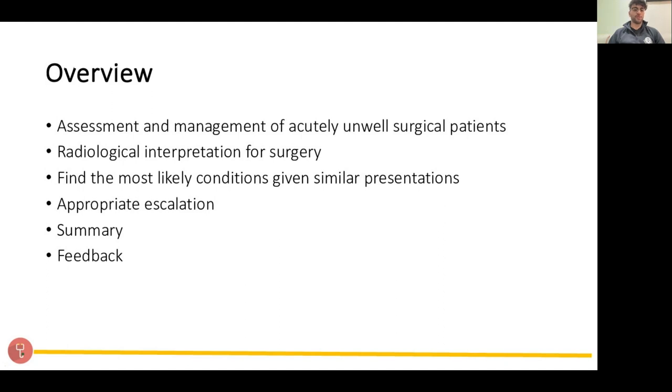Afterwards, especially before your OSCEs. We'll also go into some radiology, looking at a bunch of x-rays. We'll look at the most likely conditions given similar presentations, and how to appropriately escalate in your real life scenarios. We'll summarize, and there'll be a chance for feedback, and there'll also be another chance for feedback in the middle as well.